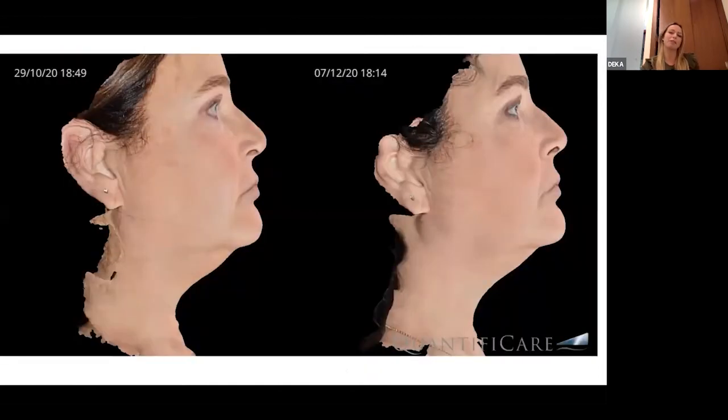This is after 2 treatments, so less treatment compared with the other patient that you saw before. Why? Because I increased the parameters for her. I delivered 90,000 joule of dose, and I worked with a power of 80 watt.